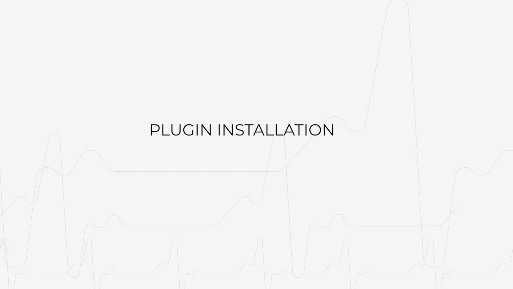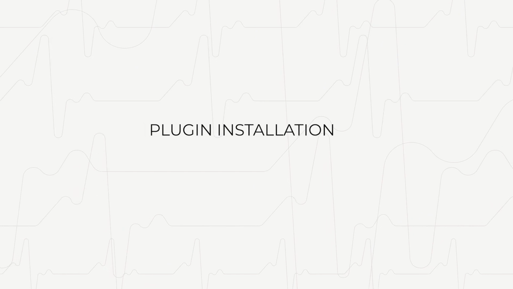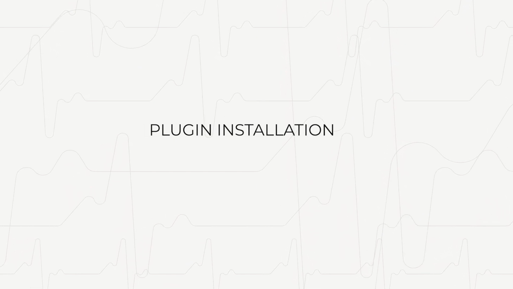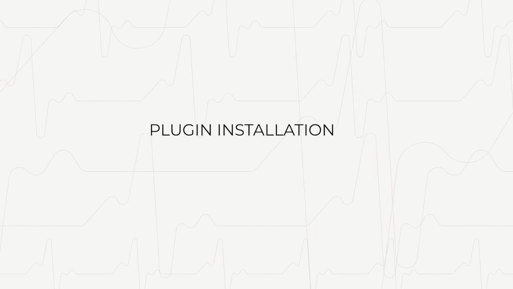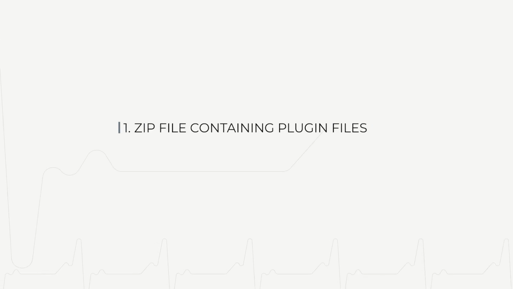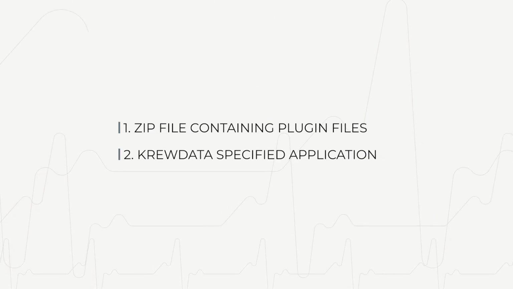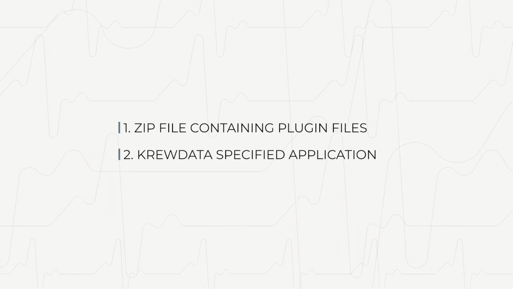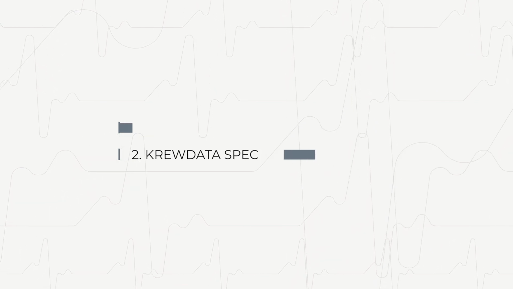First, let's take a look at the plugin installation process for an admin. Once you have received your trial or purchase confirmation email with all the necessary download links from the Krew team, you can begin the installation process. Here is what we will need to proceed with the rest of the installation and activation process. 1. Zip file containing plugin files. 2. krewData specified application. Links to all these resources should be sent to you via the confirmation email mentioned previously.